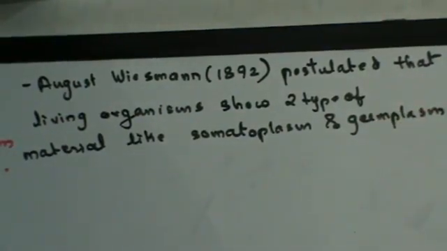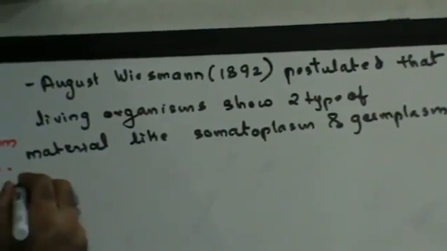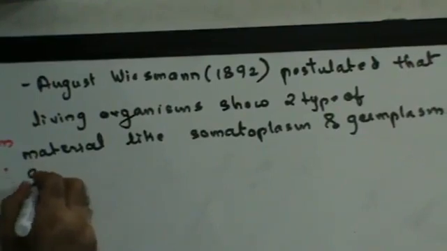He said that the body is made up of two types of material, somatoplasm and germplasm. Somatoplasm develops into the body parts of the organism.